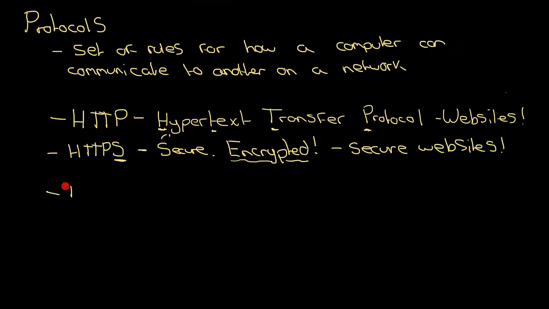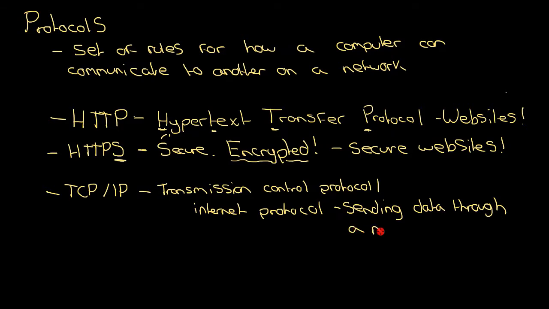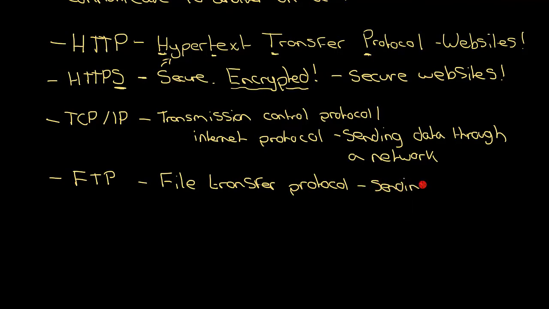We've also got TCP/IP, and this is all about how you send data through a network. It stands for Transmission Control Protocol, and then you've got Internet Protocol as well. And this is all about sending data through a network. Have a look at the separate video all about IP addressing if you want a little bit more information about how that's done. So HTTP, HTTPS, TCP/IP. We also have FTP. That is a file transfer protocol. That is all about how to move big bits of data, so big files rather than web pages, from one place in the internet to another.